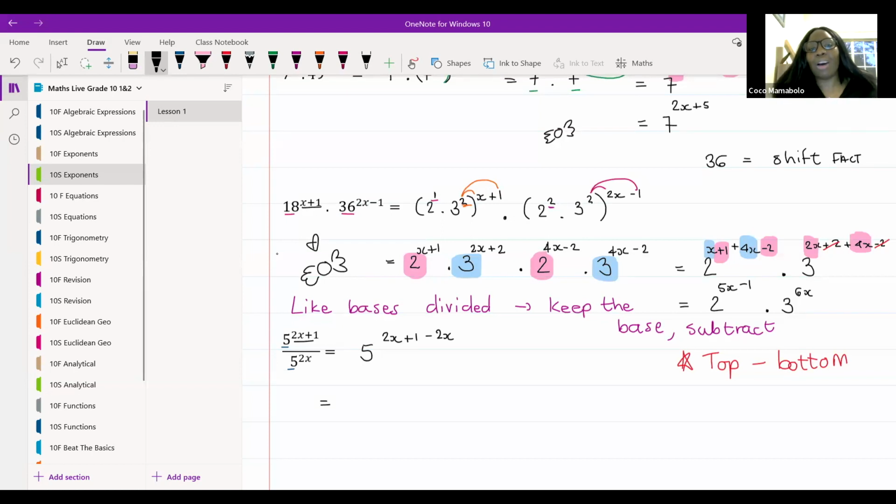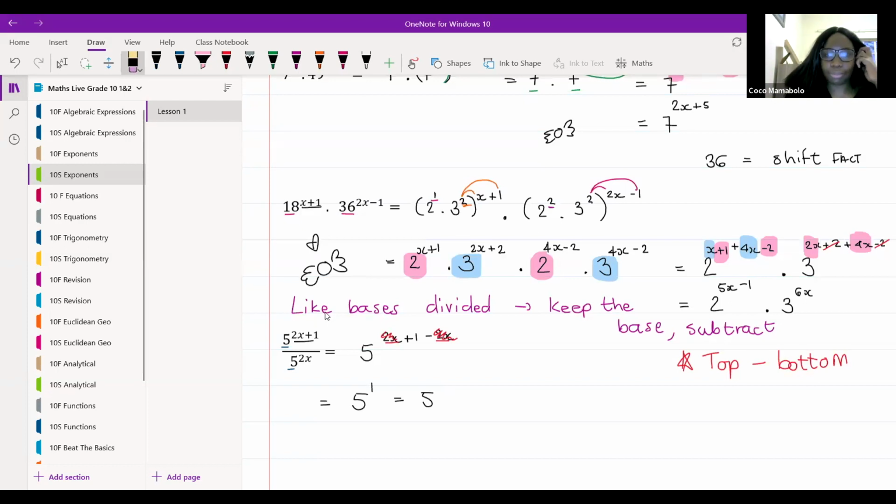All right, now I'm going to simplify my exponents. I'm going to get 5 to the power of 2x minus 2x will give me 0. Good. And then I'm just going to have 5 to the power of 1 left, which is just 5.